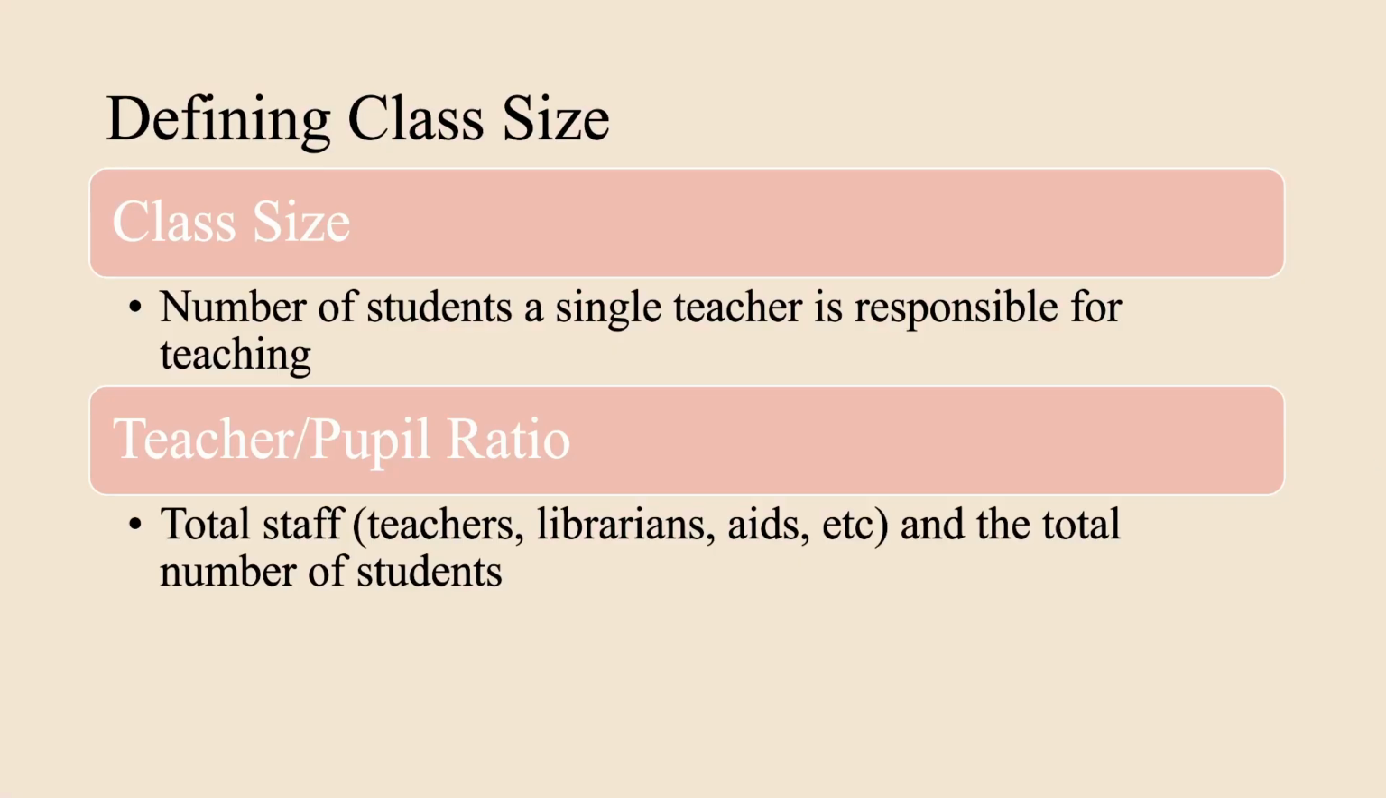Class size is defined as the number of students a single educator is responsible for. The teacher pupil ratio is the number of students compared to the number of teachers and teacher aides in the classroom. This includes teacher assistants, educational assistants, librarians, and other adults qualified to help educate students. Large class sizes can be considered as anything over 25 students per one educator, and small class sizes are typically around 15 students per educator.